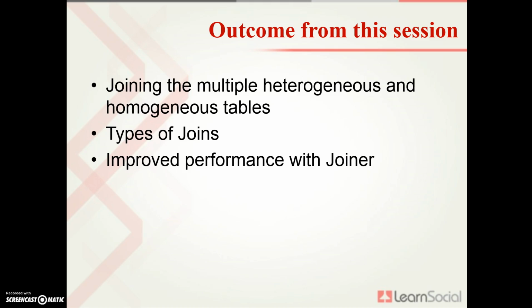The outcome from this session will be joining multiple tables from different sources, or might be from the same source, and we will be dealing with the types of joiner. There are three types: master outer, detail outer and master detail. Plus you have a normal join as well.